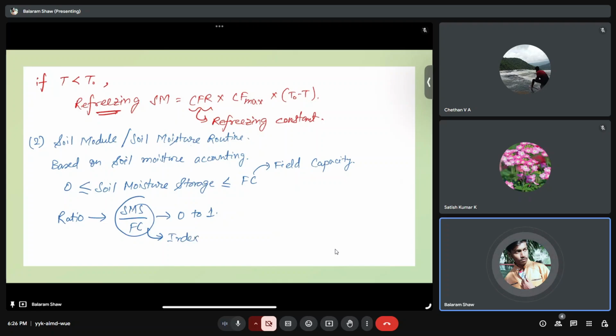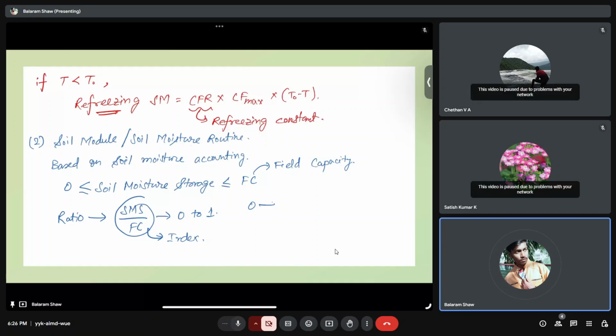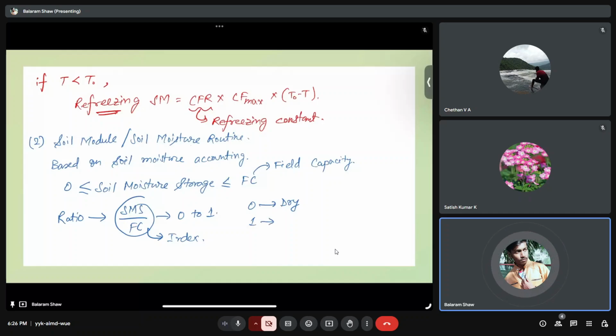Okay, and it will denote how wet it is. So let's say 0. 0 means what? If soil moisture storage is 0, then only this ratio or this index will be 0, right? This means this is a dry soil. Whereas if it is 1, this means that soil moisture has reached the field capacity and hence it will be a wet soil. Correct?